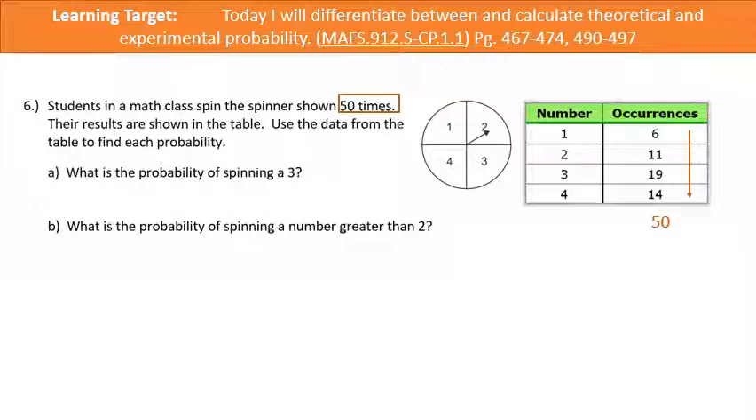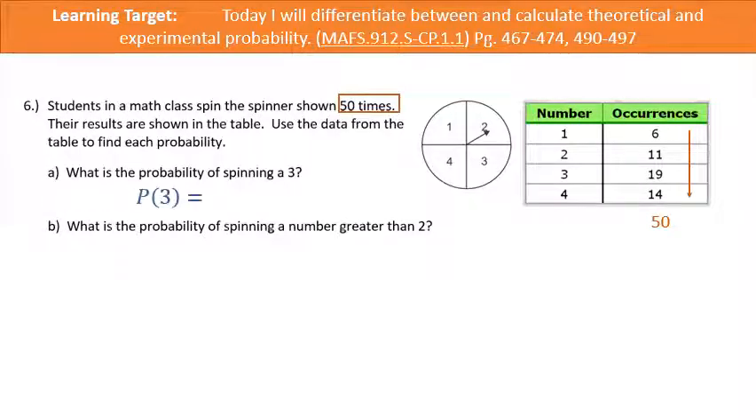If I take the number of occurrences and add them all up, and I always do this just to make sure that I don't have a mistake in my data. They told me that this was spun 50 times. If I wanted to make sure, I would just add 6 plus 11 plus 19 plus 14. That should give me 50.